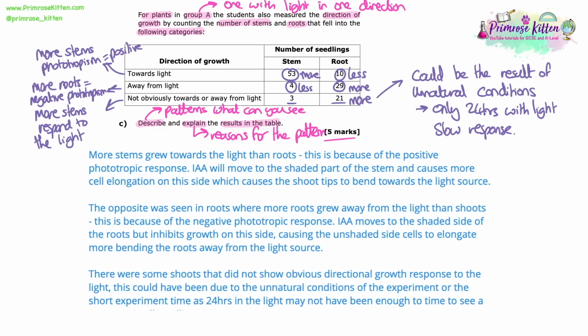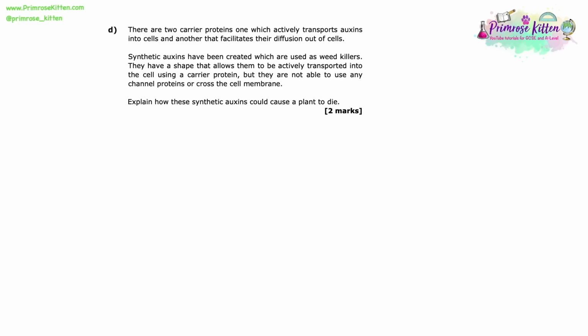There were some shoots that did not show an obvious directional growth response to the light. This could have been due to the unnatural conditions of the experiment or the short experiment time, as 24 hours in the light may not have been enough time to see a response in roots. There are two carrier proteins, one which actively transports auxins into cells and another that facilitates their diffusion out of cells.